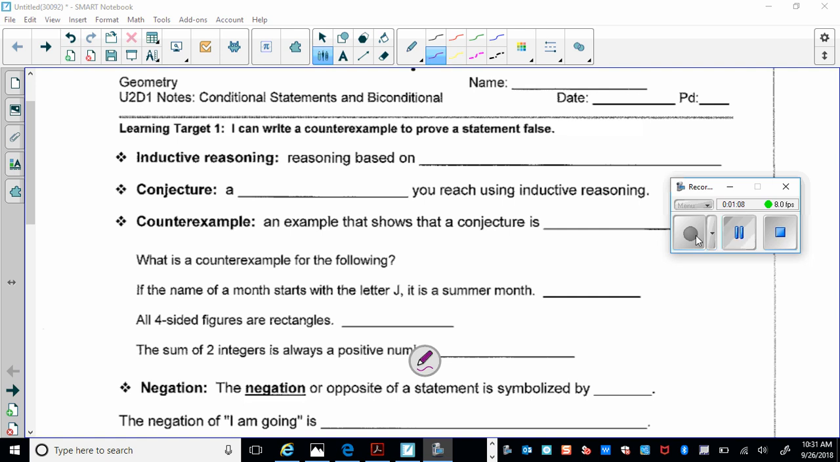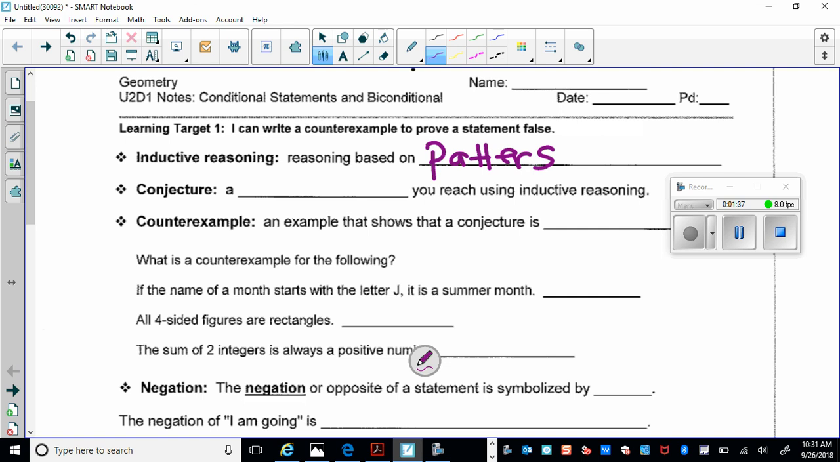All right, so we have to go by step. The first one we're going to talk about is what is inductive reasoning. Day 2 notes will talk about deductive reasoning. So what is inductive reasoning? It's reasoning based on patterns. I'm using this new tablet, so it's kind of hard to write a little bit.